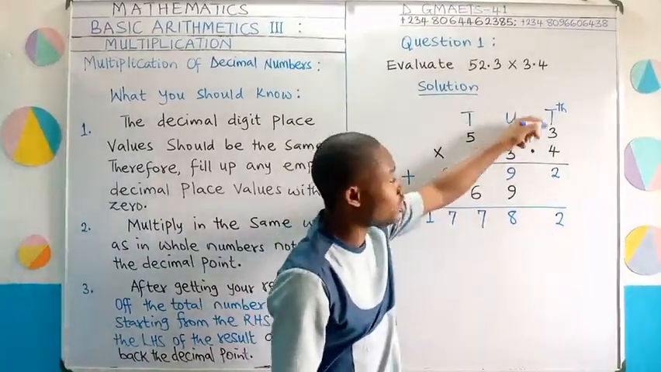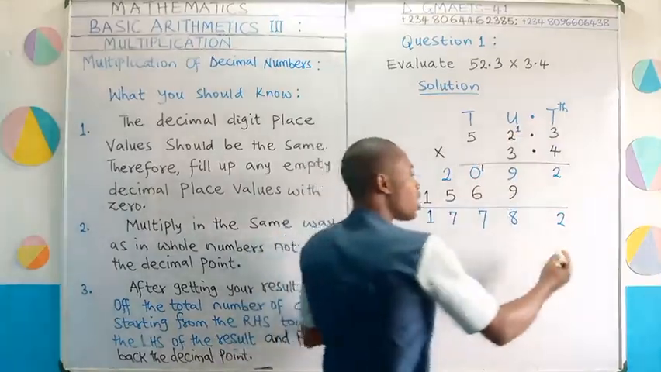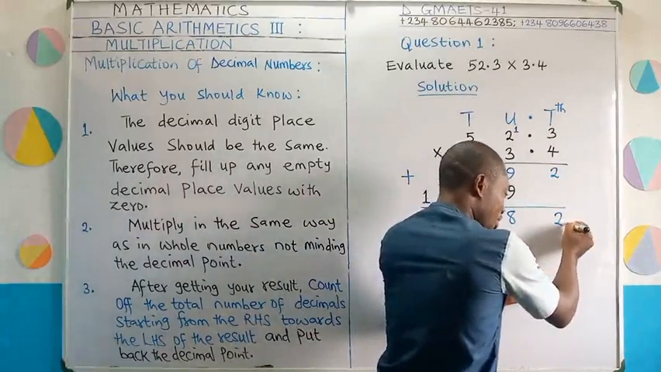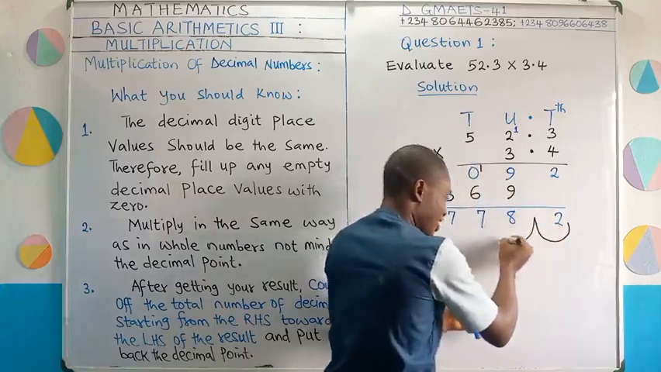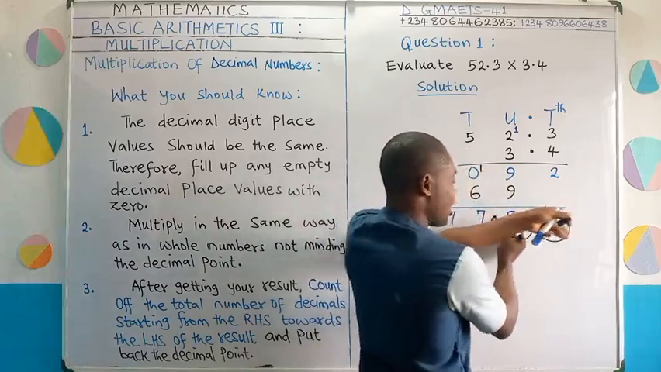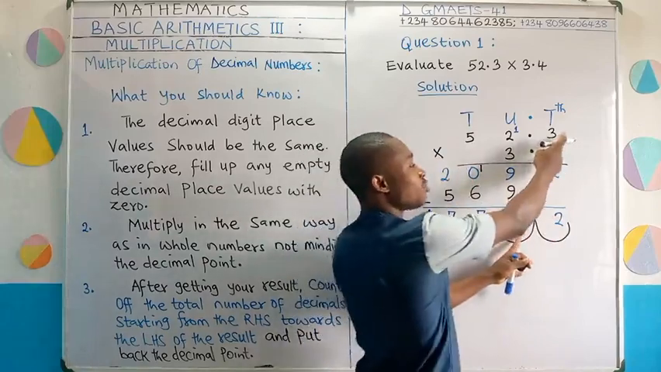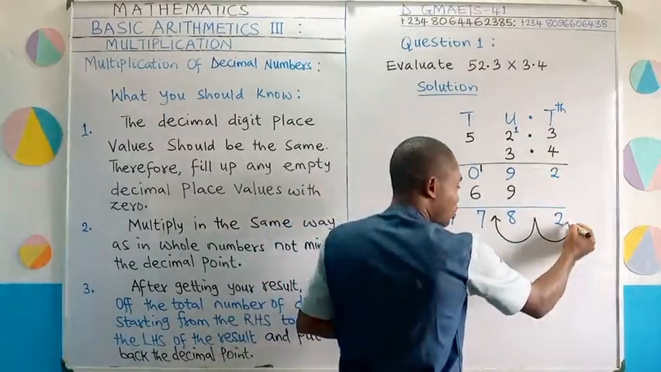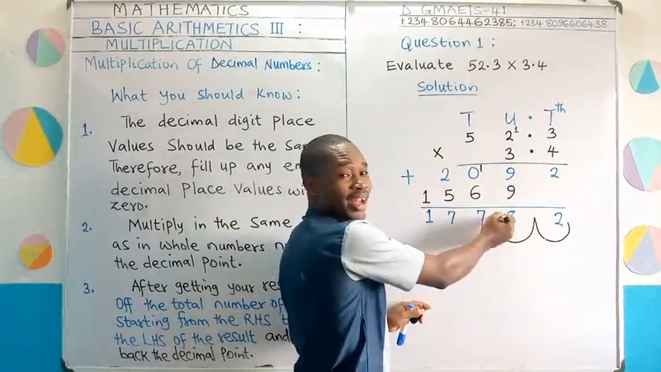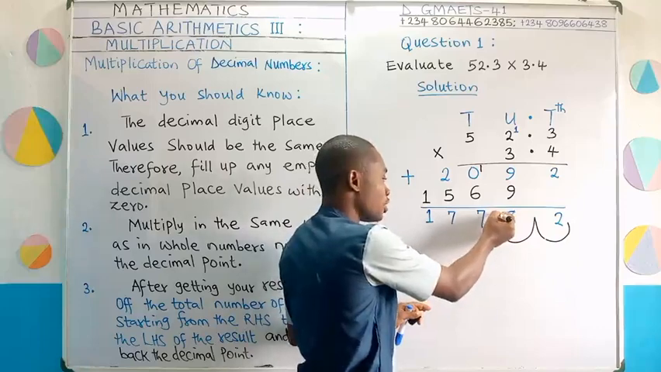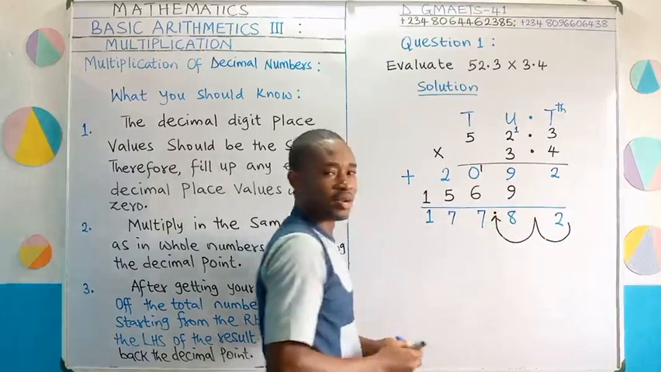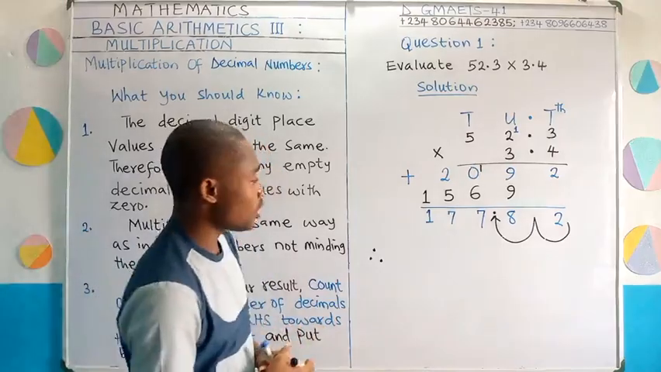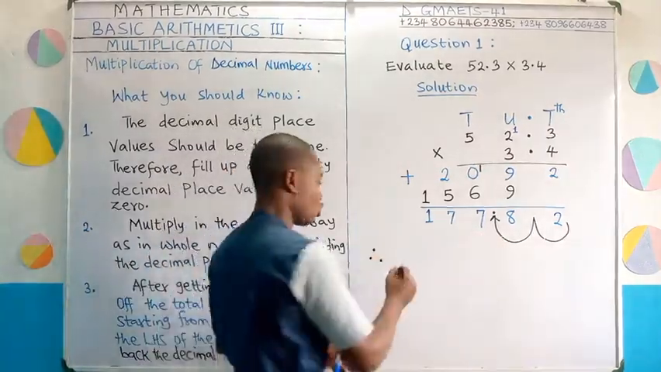So since we have 2 decimal digits in the question I just solved, I will come to this. There is this point here. You move the point from this place, 1, 2, from the right hand side towards the left. How many times? 2 times, because there are 2 decimal digits here. That's why I moved it back, 1 and what? 2. That is what you are meant to do. Then you bring your point here. Is that okay? I can now conclude, therefore, 52.3 times 3.4 is equal to 177.82.